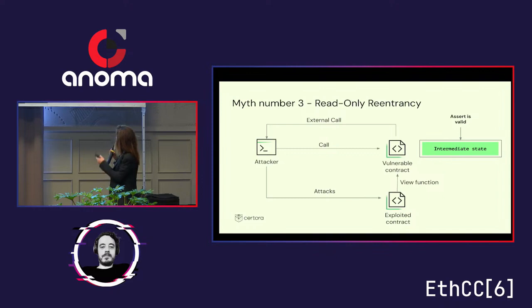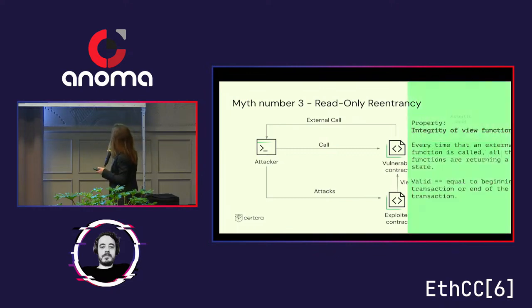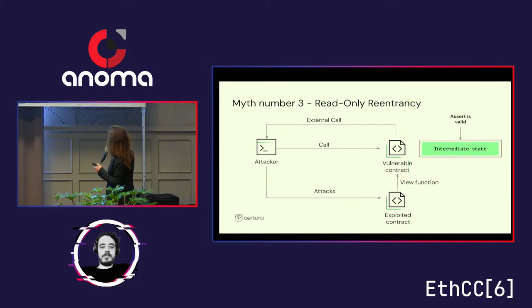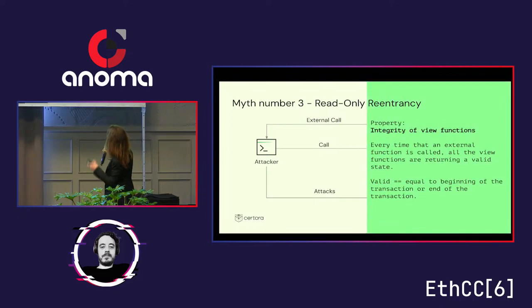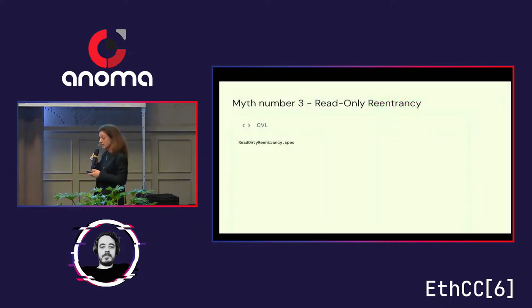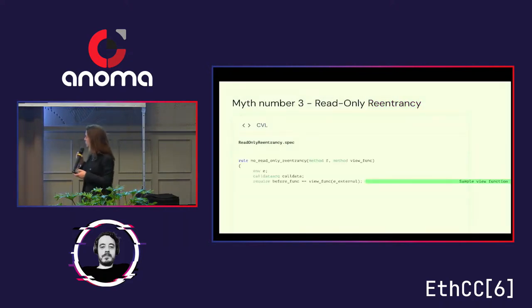So what I want to make sure is that every time an external function is called, all the view functions are returning a valid state. And by valid, I mean that this is equal to the beginning of the transaction or to the end of the transaction. This is how I implement my properties in words, but when it comes to CVL, this is also quite simple, okay? This is my rule. This is the no read-only reentrancy rule.